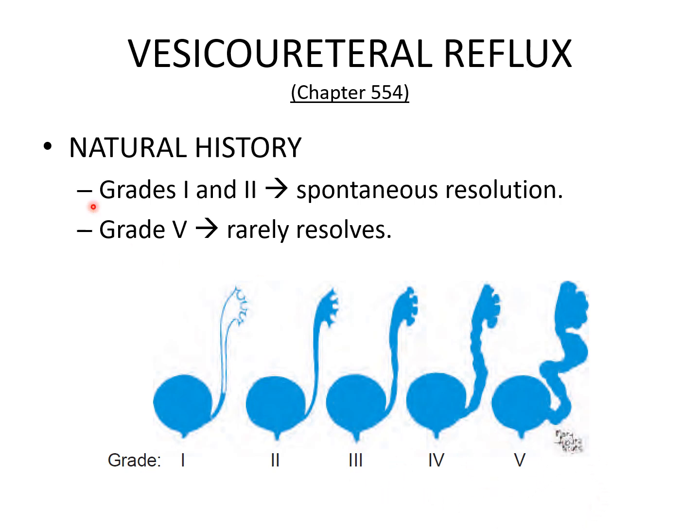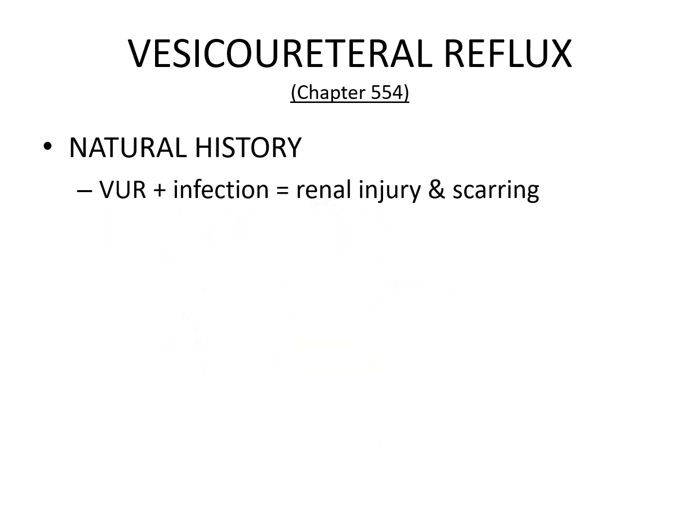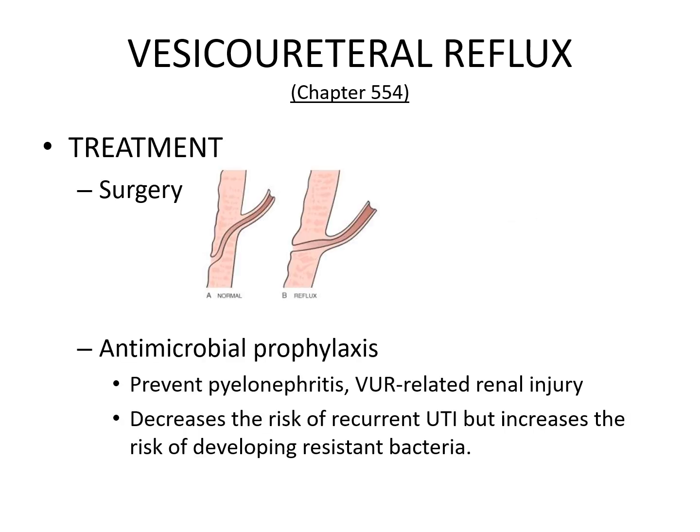So for grades 1 and 2, there will be spontaneous resolution. You will not do anything about it. But for grade 5, it rarely resolves. So naturally, if you have VUR with infection, then it will cause renal injury later on, and eventually it will scar your kidneys and damage your kidneys.